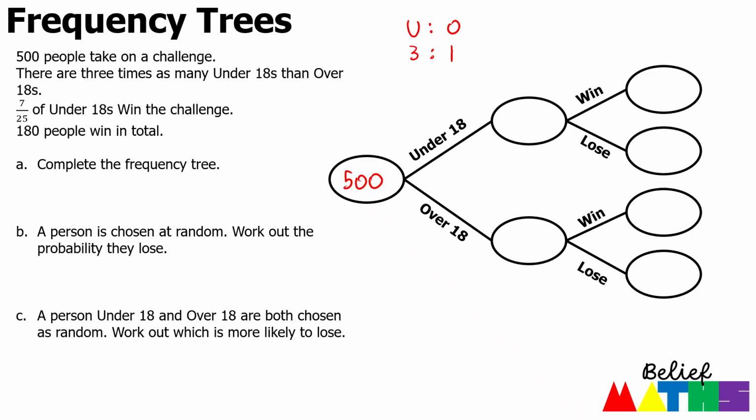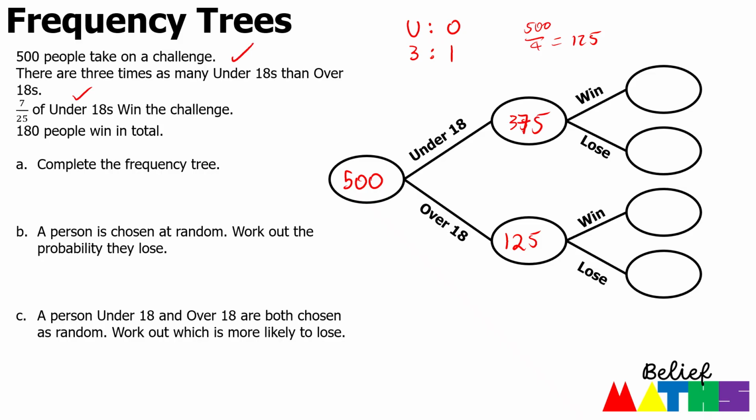It then says, so under to over 18s, well, we can use that information. We can split that 500 into that ratio. So 500 divided by 4. So 500 divided by 4 is 125. So therefore there's 125 students over 18. And then 500 minus 125 gives us 375 under 18s. So there, that's our first 2 lines done.